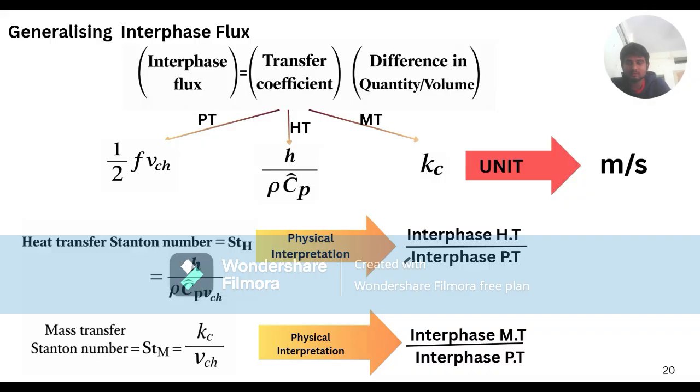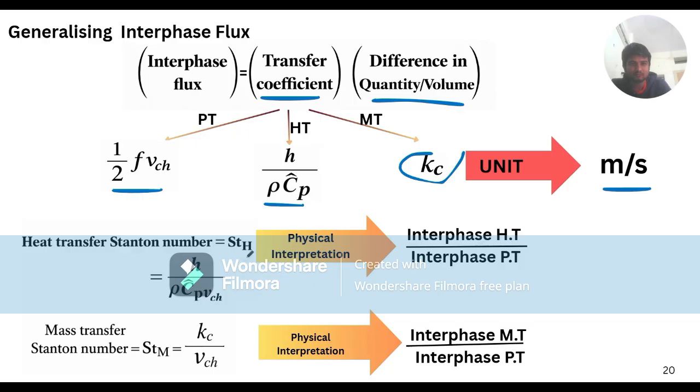So as we have got the interface flux equation in this format, that is interface flux equals transfer coefficient into difference in quantity per unit volume, we get the transfer coefficient in mass transfer as Kc. In heat transfer we get the transfer coefficient as H upon rho Cp, where Cp is the specific heat capacity, rho is density, and H is the heat transfer coefficient. In momentum transfer we get the transfer coefficient equals half F VCH, where F is the friction factor and VCH is the characteristic velocity. The unit of all these transfer coefficients is meter per second.